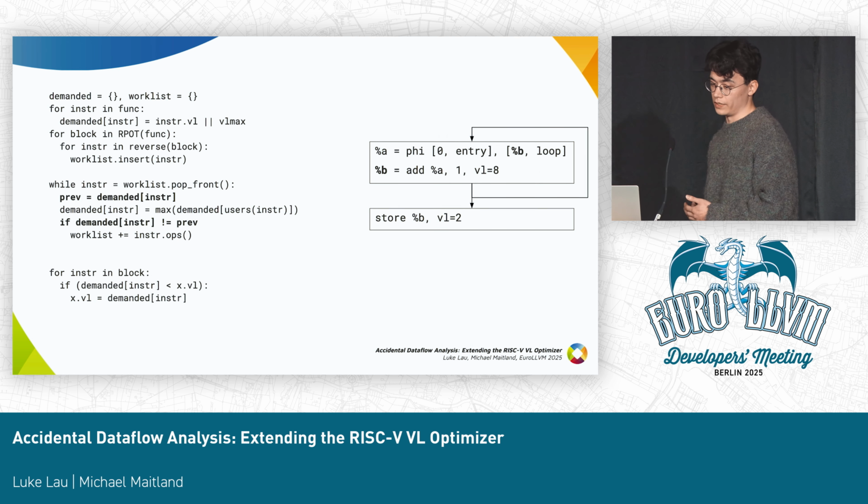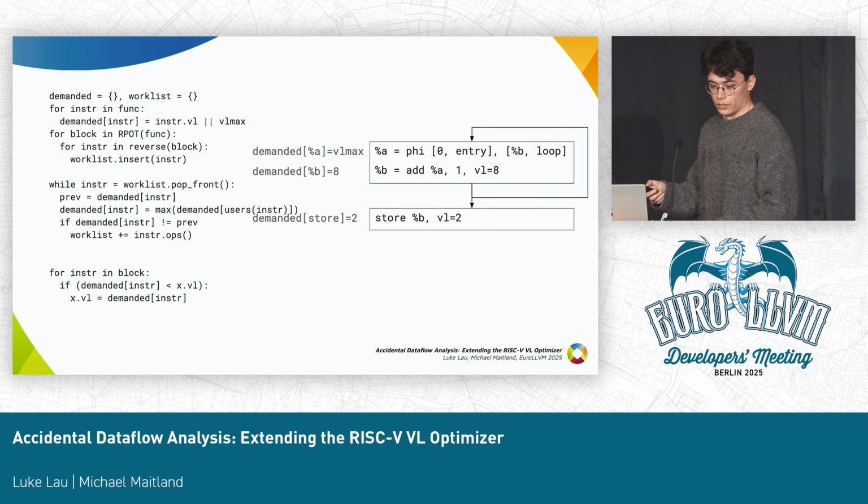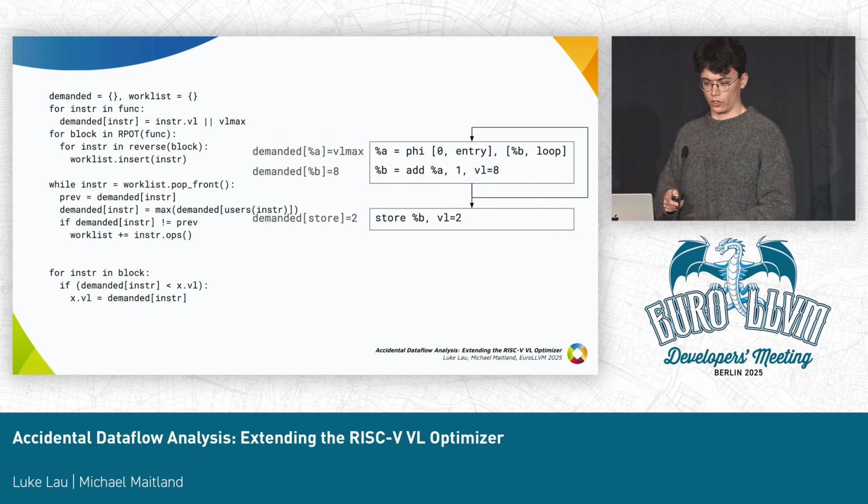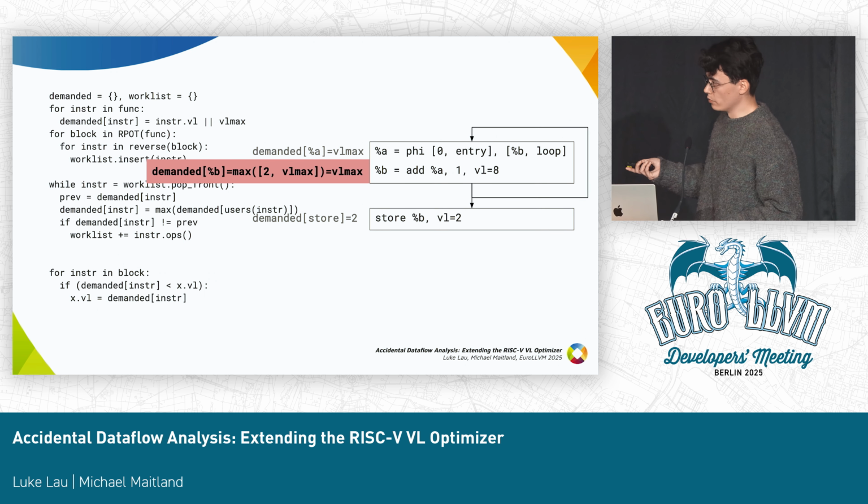And what's important here is that we also need to check that the demanded VL of that instruction actually changed. And only then, if it changed, do we append its operands onto the work list, because we want to iterate to a fixed point here, otherwise we'll just end up with infinite loops. So if we go ahead and try this out, we're hoping that we can reduce the demanded VL of B to 2, but it still doesn't work this way.